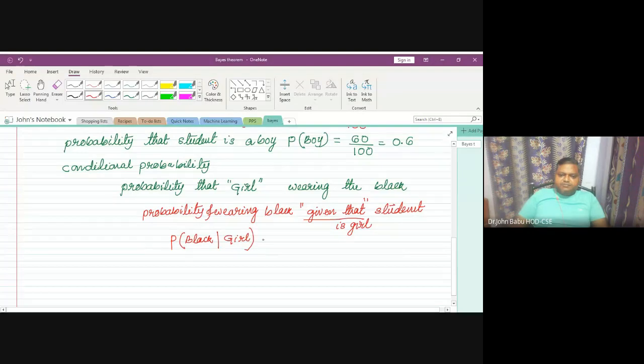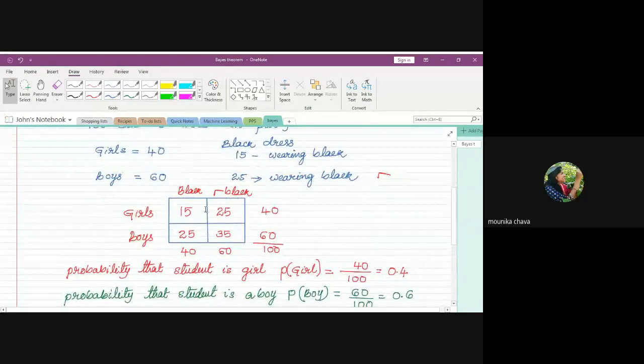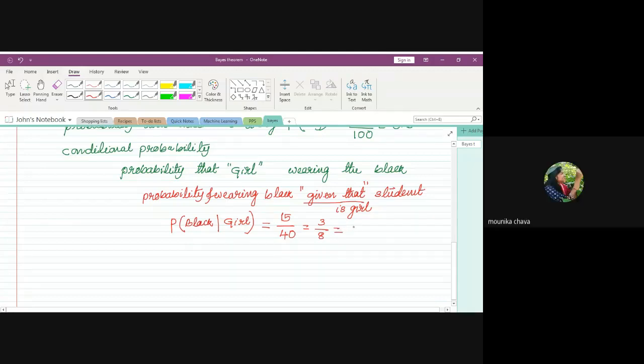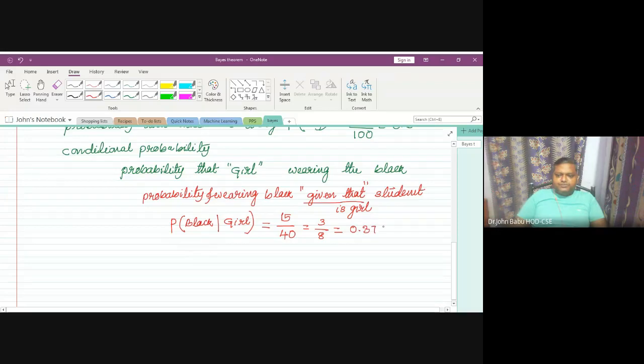What is the probability? Totally how many girls are there? 40. And how many are wearing black? 15. So 15 by 40, which is 3 by 8, and the probability is around how much? 0.375. Good.